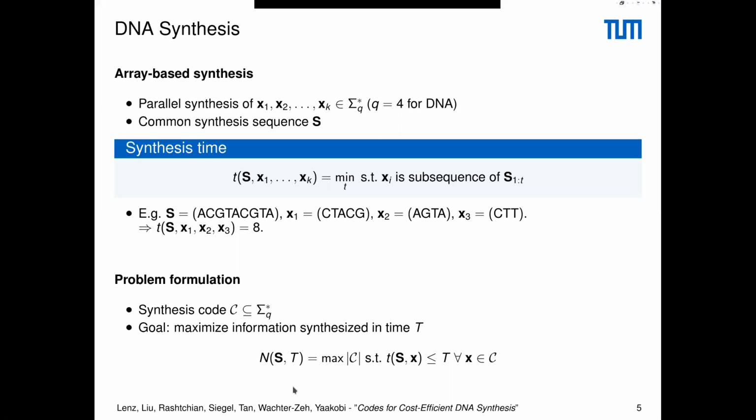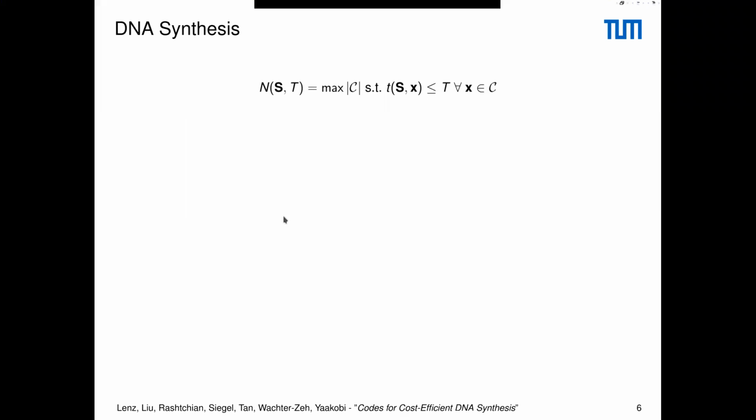And note that here we only restrict ourselves to one strand to be parallelized. This is due to the fact that when we fix our supersequence S, it doesn't matter how many strands in parallel we synthesize. All right, just as a reminder, this is the maximization problem that we're trying to solve. We want to maximize the size of the code such that the synthesis time is less or equal than T for all code words.